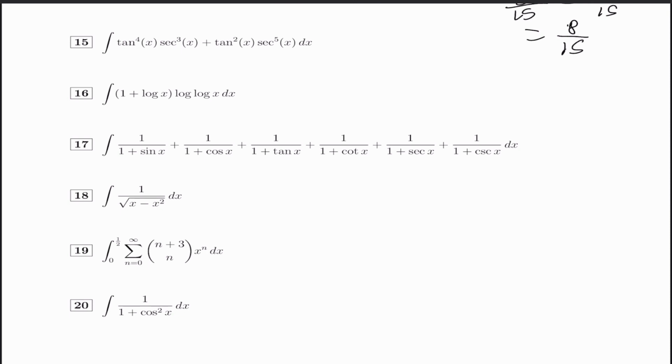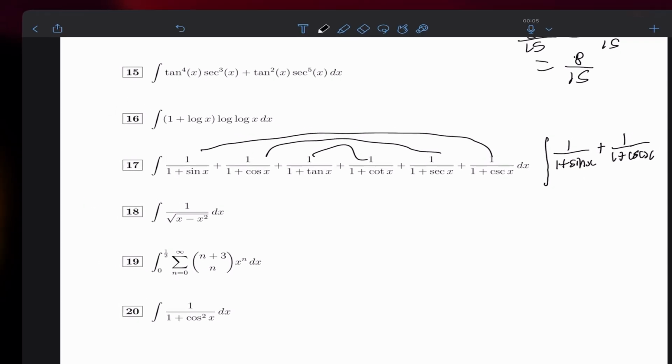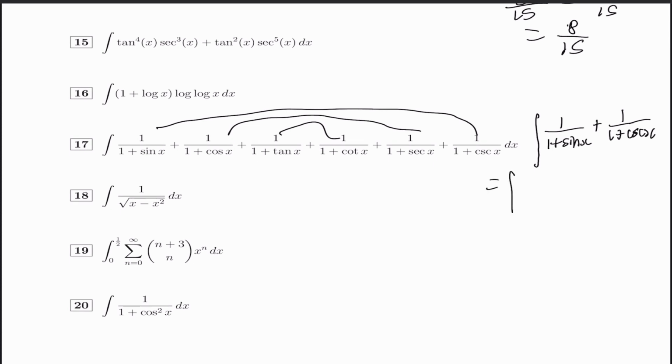So what we'll actually do is we'll group the functions that are the reciprocals of each other together. That means we group sine x to cosecant, cosine to secant, and tan to cotangent. So this becomes the integral of, and then what do we have? We have 1 over 1 plus sine x plus 1 over 1 plus cosecant x. And this is all we need for now. So how do we find this out? Well, we know that they're not complementary functions, but they're reciprocals of each other.